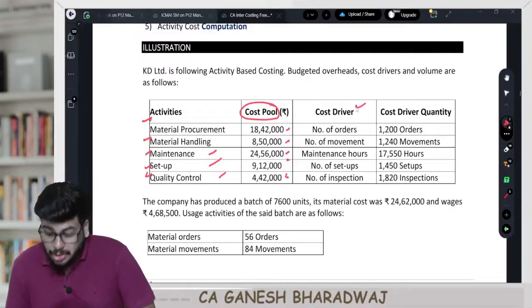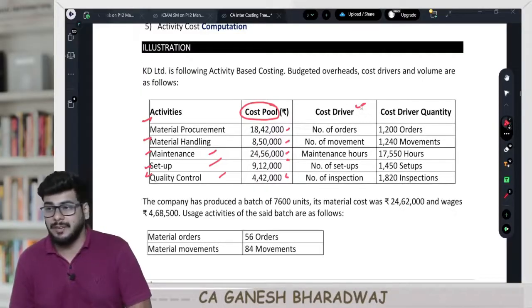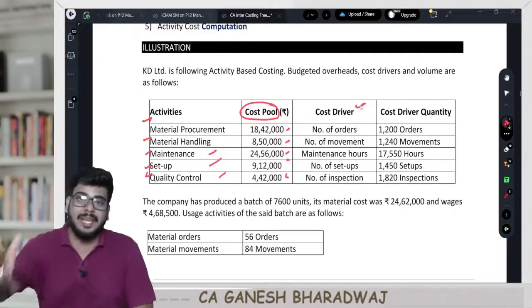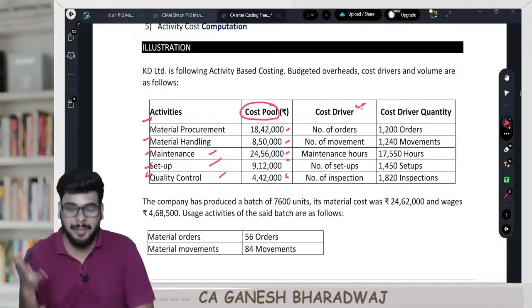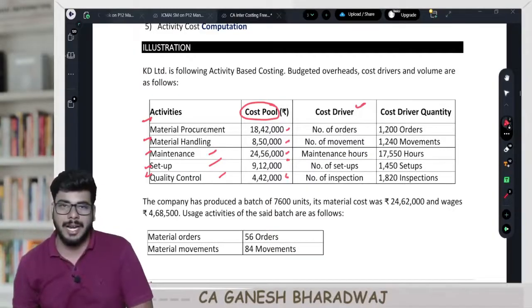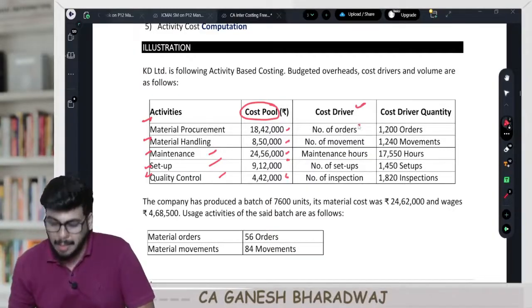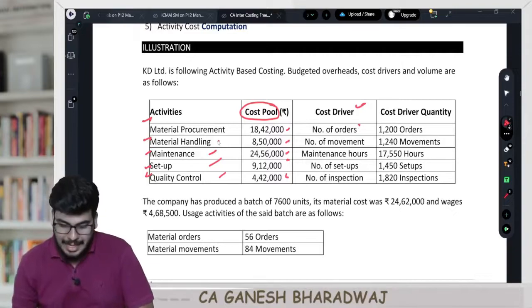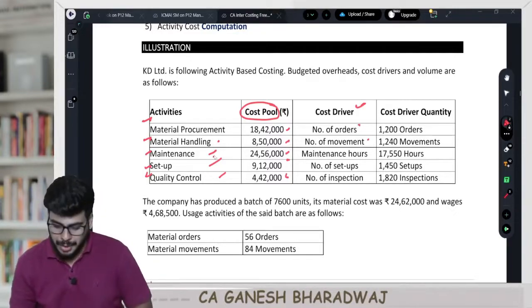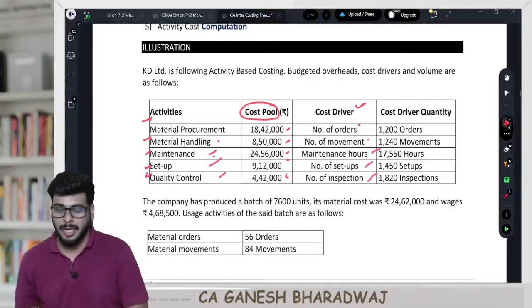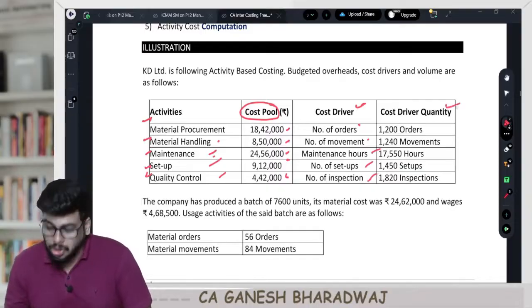Now they've also given the cost driver. What do you mean by a cost driver? The factor that drives that particular activity's cost. This is nothing but the base quantity. So material procurement activity is driven by what? Number of orders. Clear with this? Material handling is driven by the number of movements. Maintenance, maintenance hours. Setup, number of setups. Quality control, number of inspections. Clear with this? Now they have also given the cost driver quantity.